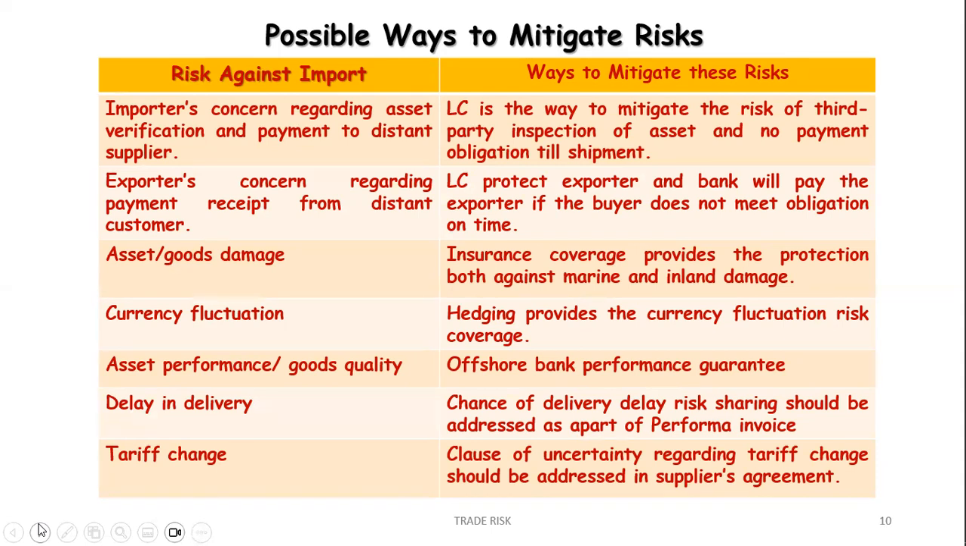Currency fluctuation: hedging provides currency fluctuation risk coverage. Asset performance and good quality: offshore bank performance guarantee mitigates this type of risk. Delay in the delivery: the chances of delivery delay and risk sharing should be addressed as a part of the Proforma invoice, or you can make any other agreement to address this issue.